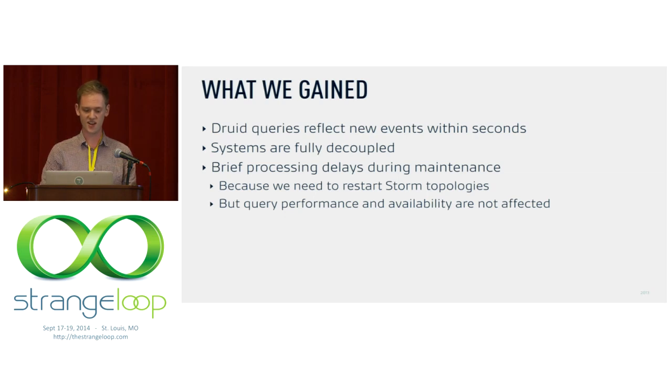This means that if for some reason there's issues in Storm, then we can still accept data in Kafka, so our customers are still able to post data to us over the web. And Druid queries still work. The data becomes a little more stale, but we can still query whatever was ingested up to that point. There are brief processing delays during maintenance because we need to restart Storm topologies, but during that time, again, query performance and availability are not affected.